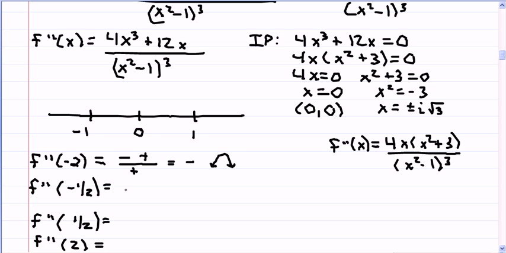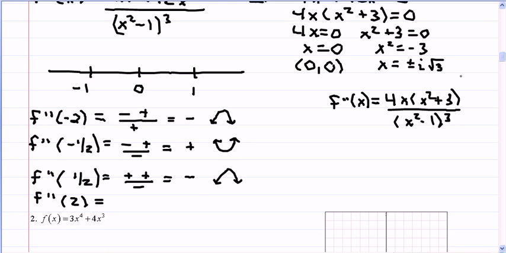And then for negative 1/2, you'll have a negative times a positive over a negative, which is positive, which means that it will be concave up. And then for 1/2, you'll have a positive times a positive over a negative, which is negative, which means that it will be concave down. And then for 2, you'll have a positive times a positive over a positive, which is positive, so your graph is concave up.